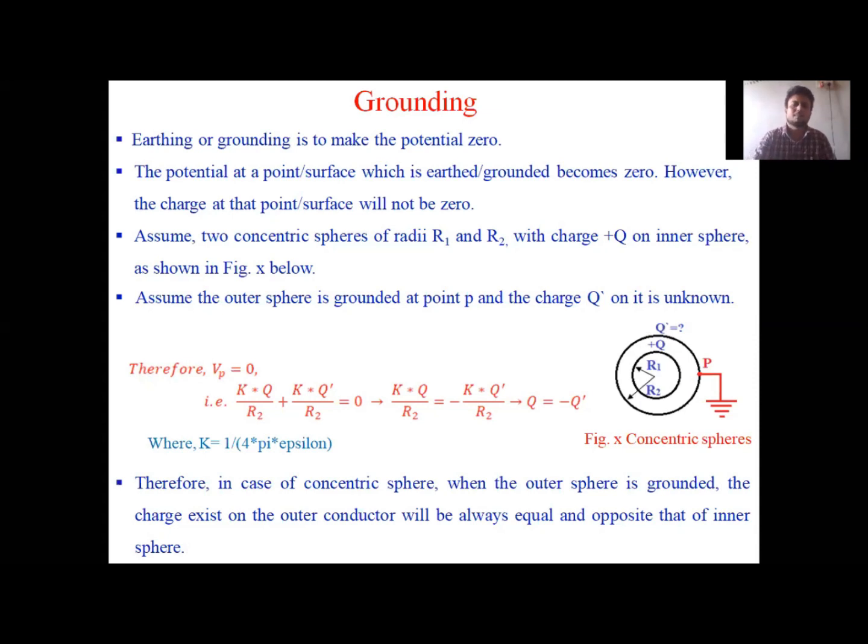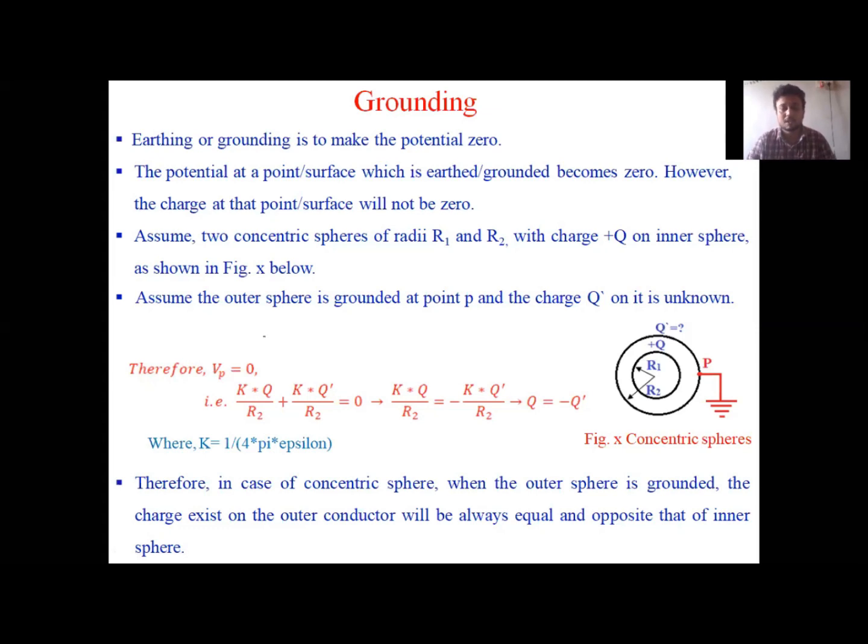So what I'm doing, I am grounding the outer sphere at this particular point P. I hope you can see this figure. We have grounded this outer sphere at point P, which means the potential at point P is becoming 0. That means Vp is equal to 0. You can see, right? And we have to find out the unknown charge that is there.